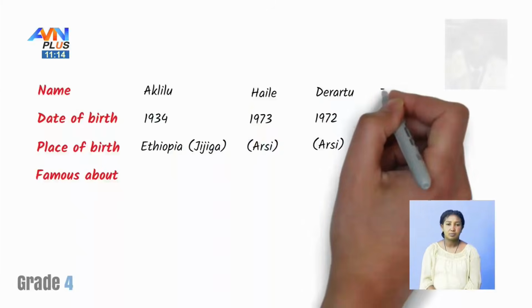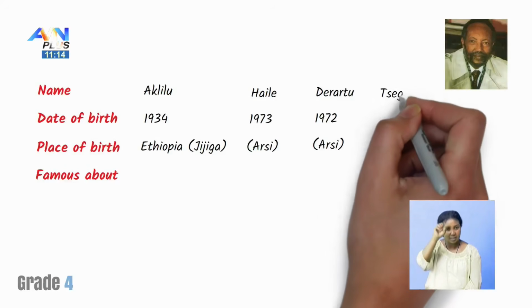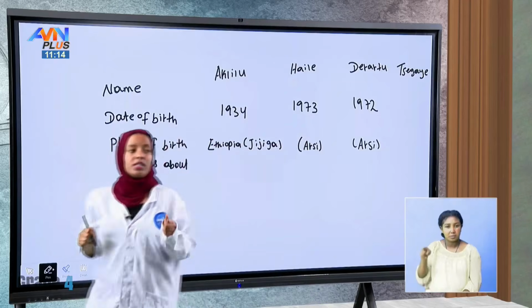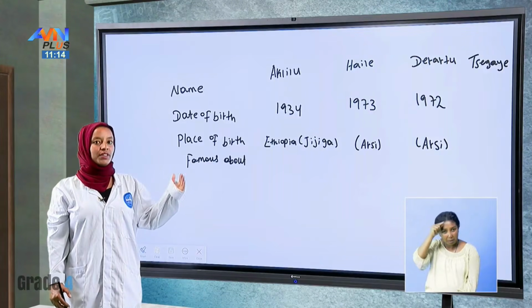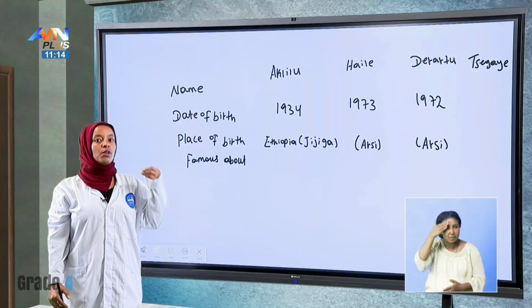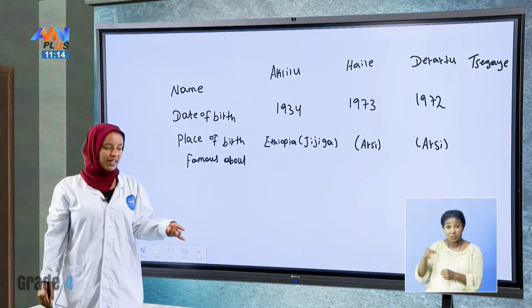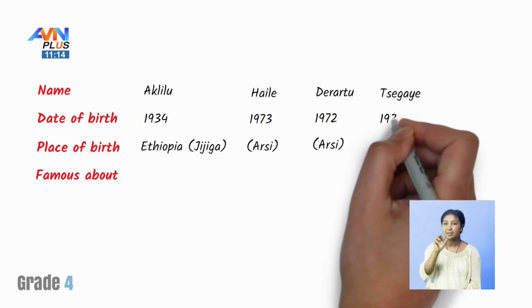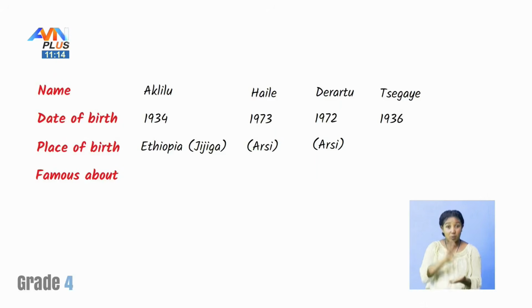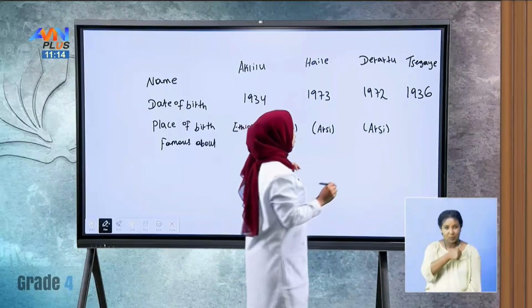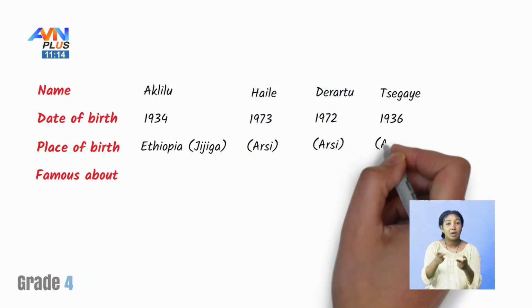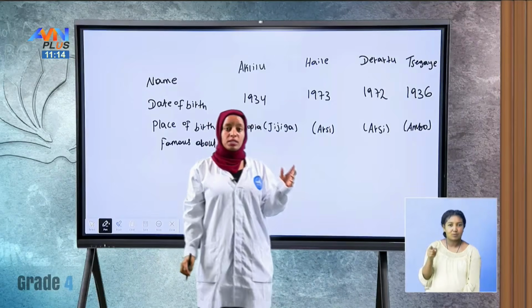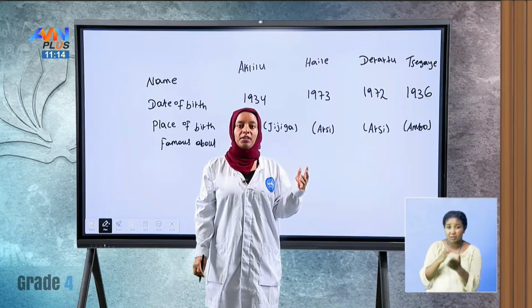The next one is Tsegaye. Tsegaye Gebremedhin is a famous writer, also playwright. He has famous poetic works. He was born in 1936, Ethiopia, close to Ambo. He is also a famous writer and also playwright.